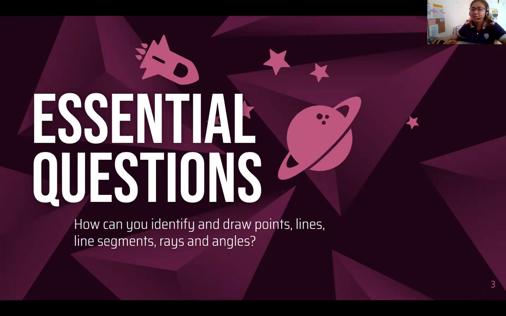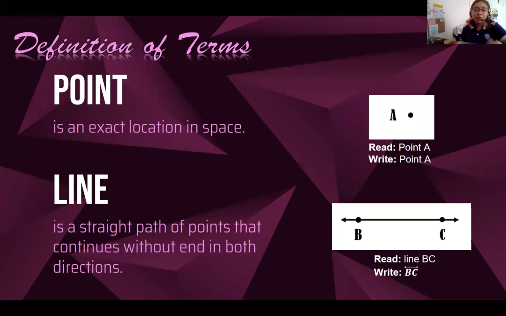Now let's take a look at these definitions and some examples on how we draw them. First, we have the most basic term in geometry, which is point. A point is an exact location in space where everything will start, may it be lines, rays, or even angles, even the shapes that you know. Followed by a line. A line is a straight path of points that continues without end in both directions.